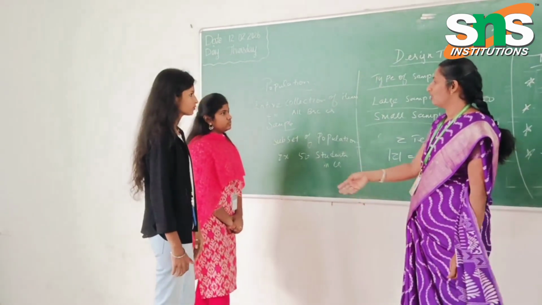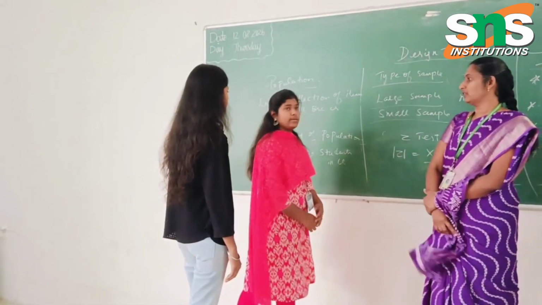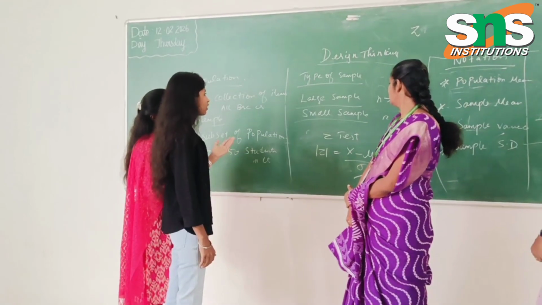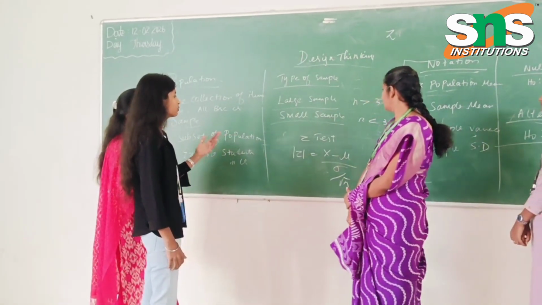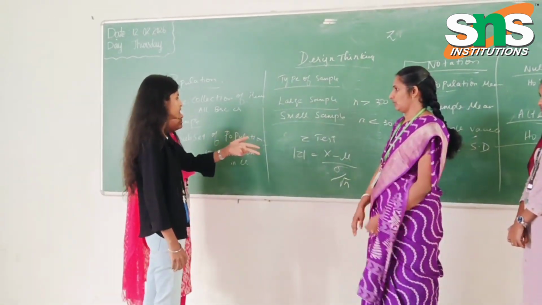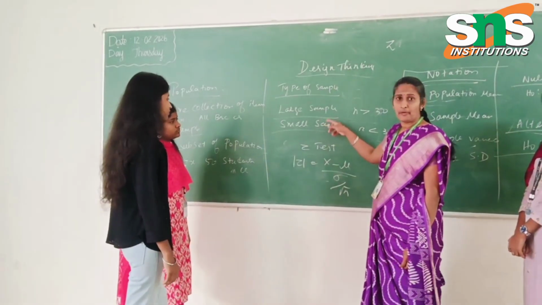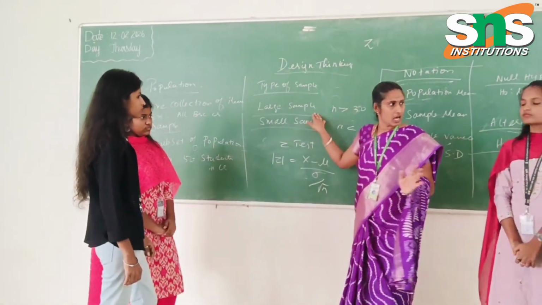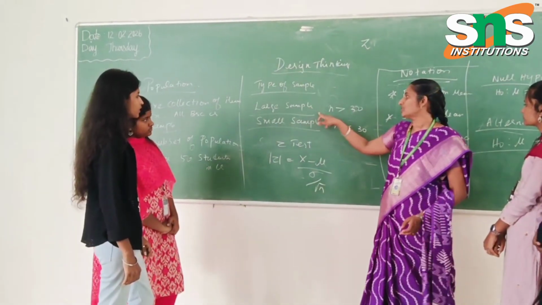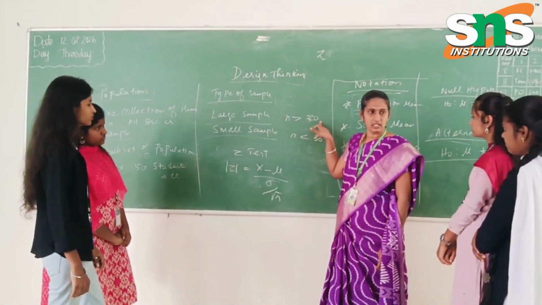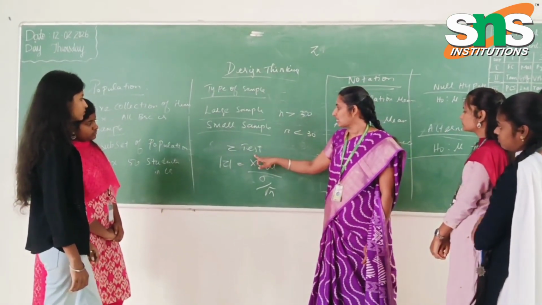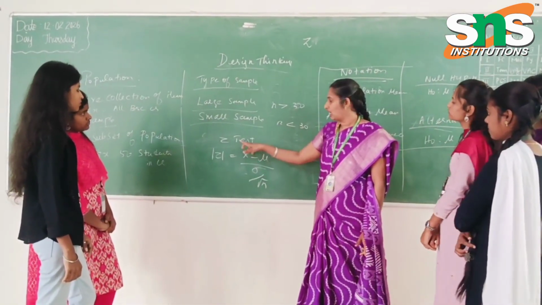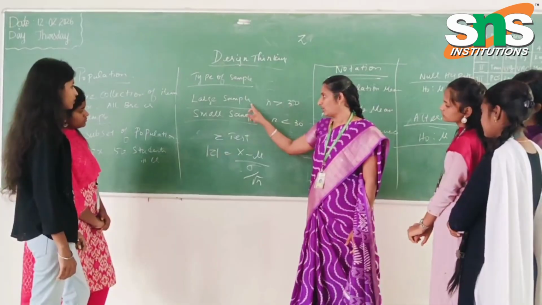The types of samples are large sample and small sample. Large samples are n greater than 30. Small samples are n less than 30. In the fourth unit we are going to study only the large sample. Large sample means the n value is greater than 30, which means we have to use the Z test.